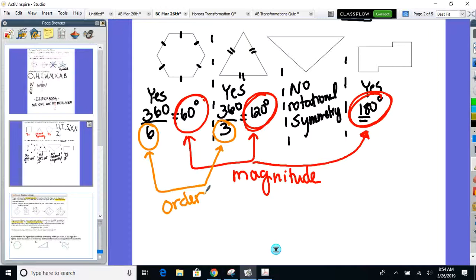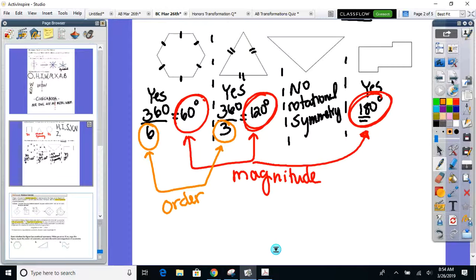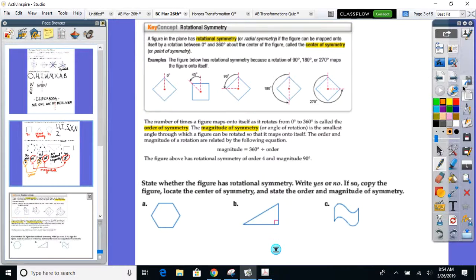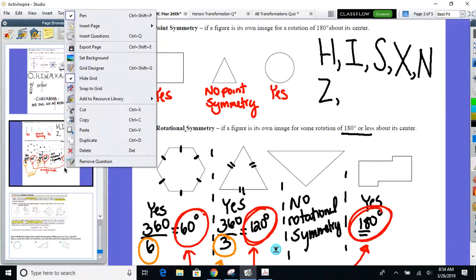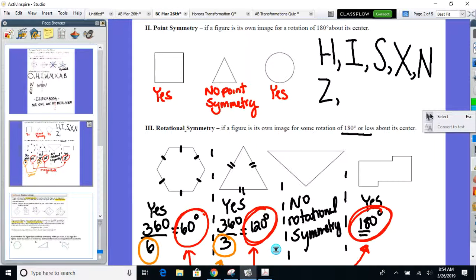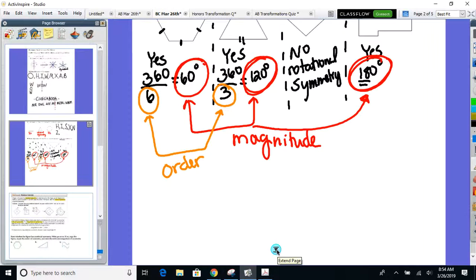Questions from you guys? I know some of these are going to be repeats, but I just want to make sure we go over the order, magnitude, vocabulary. Some people are still finishing up. Everyone all right here?